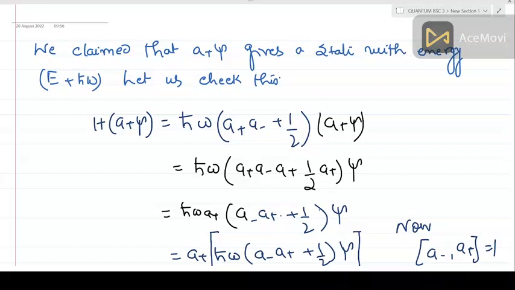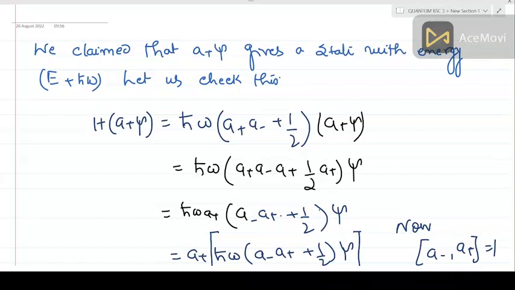Hello students. In this lecture of quantum mechanics we will discuss further the simple harmonic oscillator and very important results relating to it, and we will see how to form the wave functions of this particular potential. So let us start our discussion.